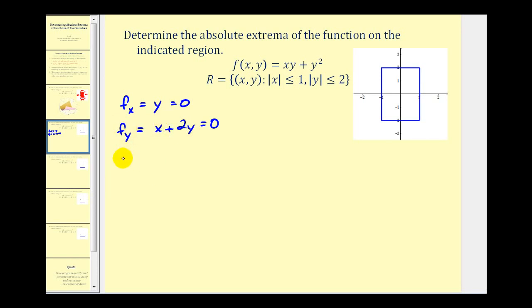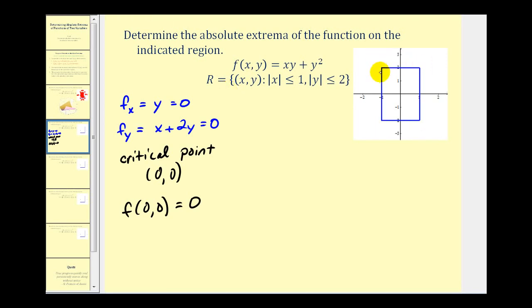So there's only one critical point, which tells us we'll have to determine the function value when x is 0 and y is 0. And that's pretty easy to do. When x is 0 and y is 0, the function would also equal 0. Okay, so this is step 1, and now step 2 is going to take quite a bit more work. We need to determine the function values along the boundary of this region.